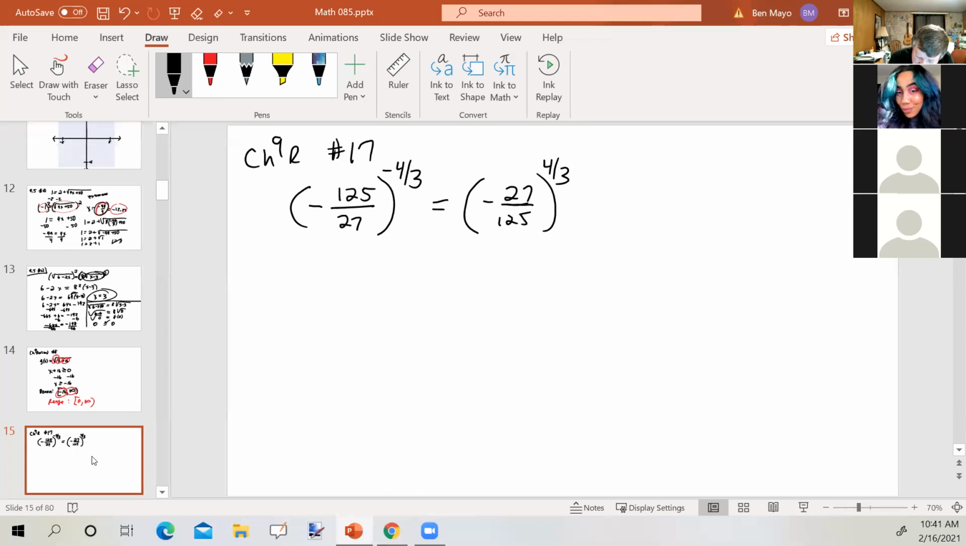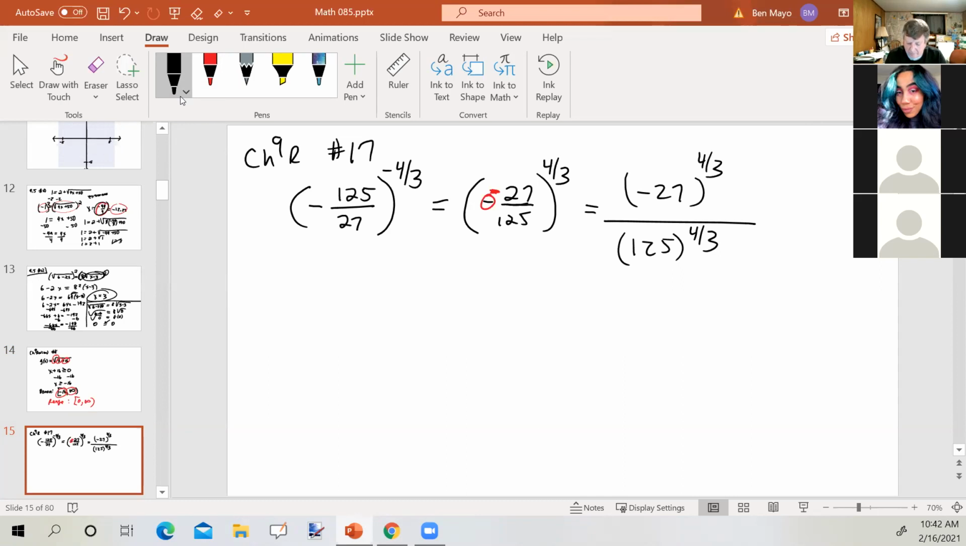Okay. Next, I'm going to apply the negative sign. This one right here, I'm going to move it up and have it apply just to the numerator instead of the whole thing or just the denominator. So then I'm going to apply the 4/3 exponent to the numerator and the 4/3 exponent to the denominator. If we have a quotient raised to a power, we attach the power to both the numerator and denominator of the quotient. Are you okay with that?